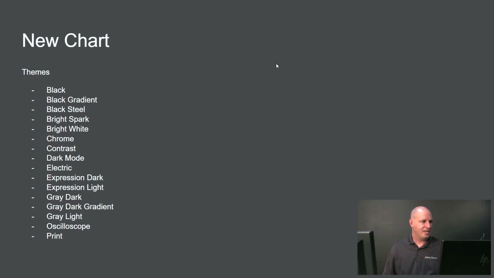Okay, so if we go back here, we also have new themes. So this is what I was talking about, where you could change colors quickly rather than trying to do them individually and match colors. It's kind of a cumbersome process in MetaStock up until this point. And now we have all these new built-in themes for you to be able to use.